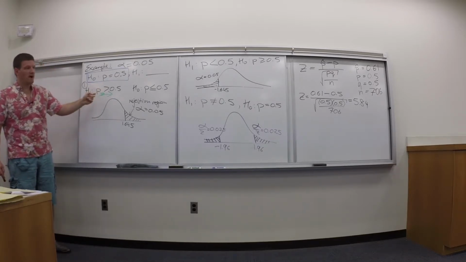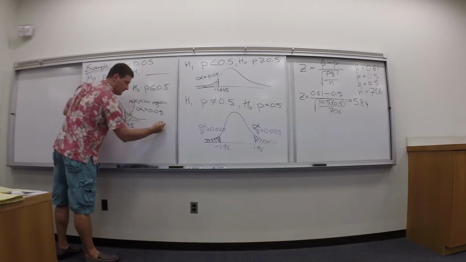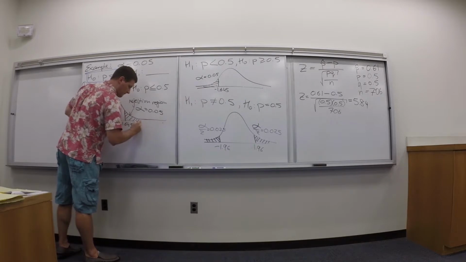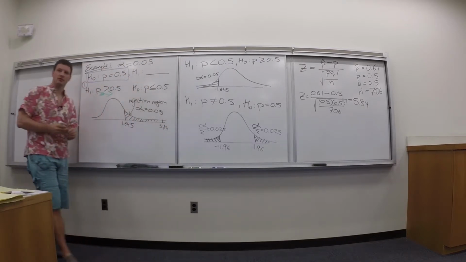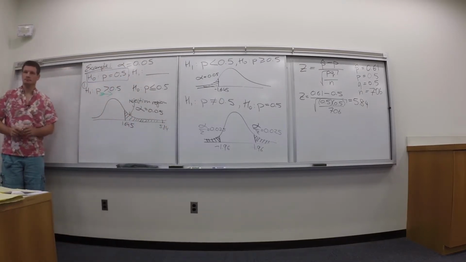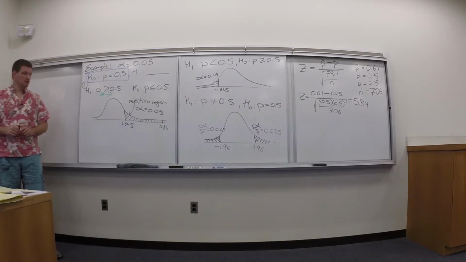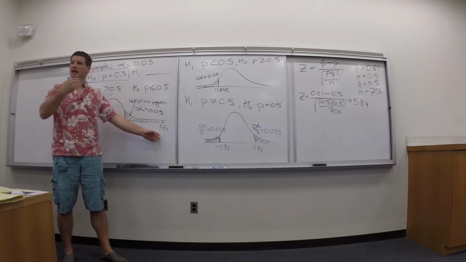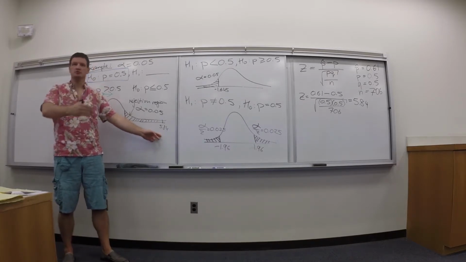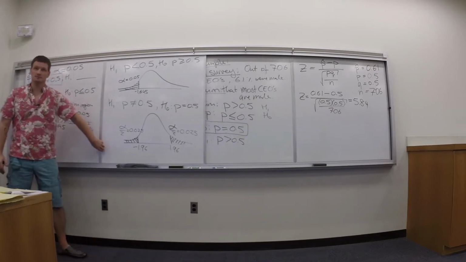That's the same. Right? And where is 5.84? 5.84 is somewhere here. Yes? So 5.84 is here. It's way into the rejection region, which means what? Which means that we're going to reject H sub 0.